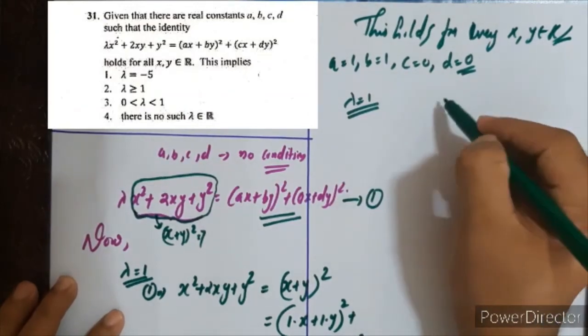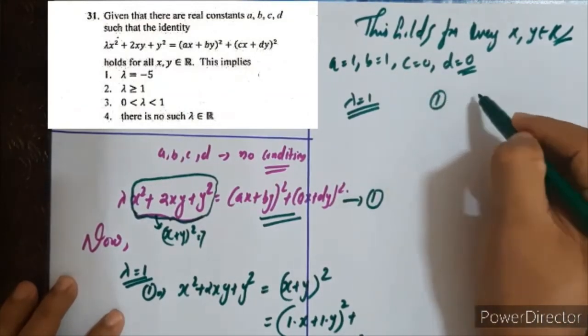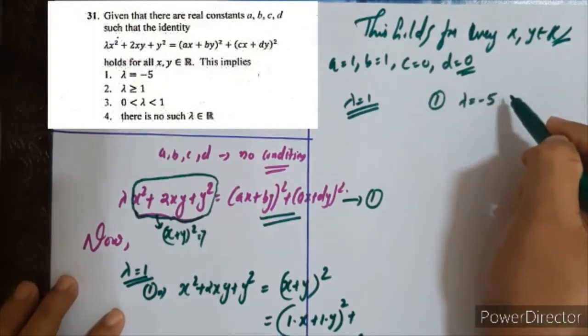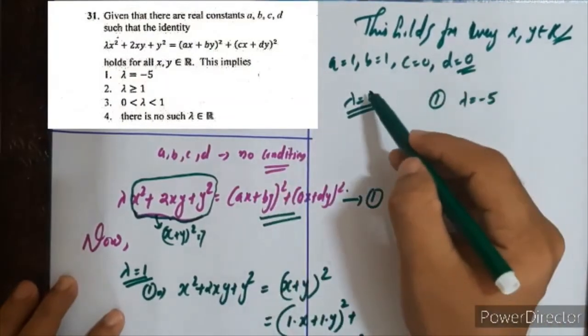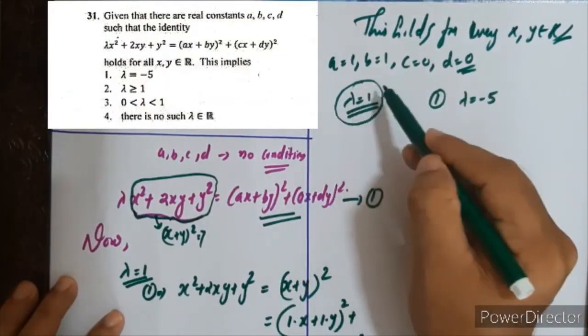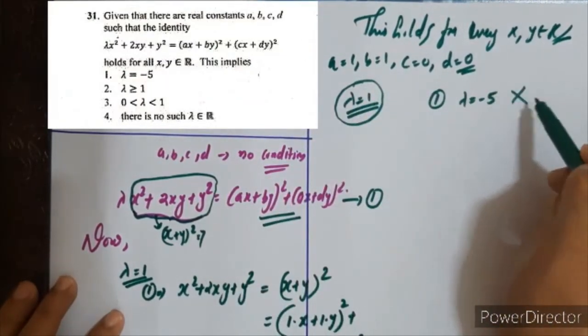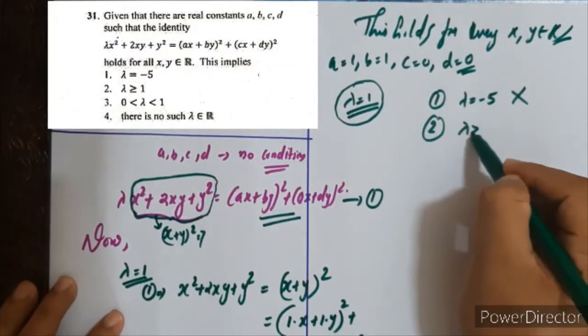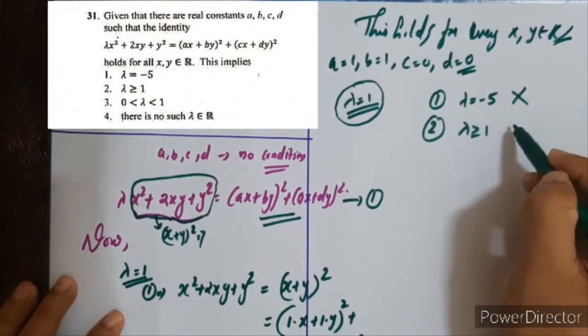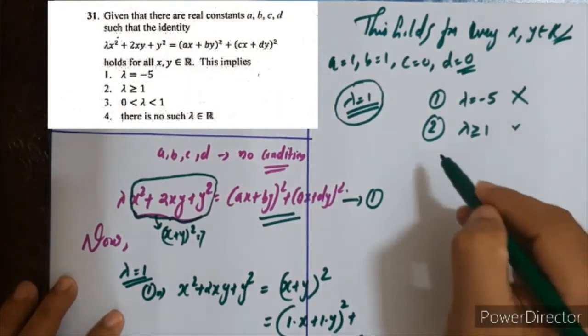Now look at the options. Option 1 is lambda equal to minus 1. So this condition implies lambda equal to minus 1. But for lambda equal to 1, we got the answer. So the first option is false. The second option is lambda greater than or equal to 1. So here lambda equal to 1 is included.